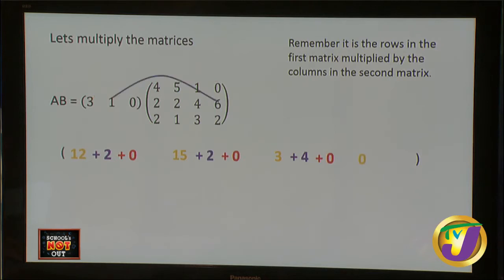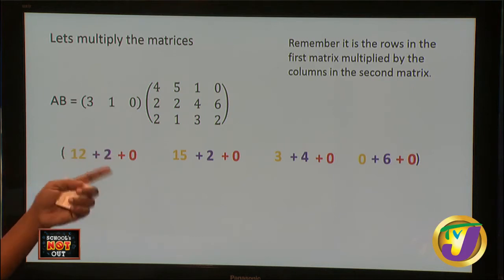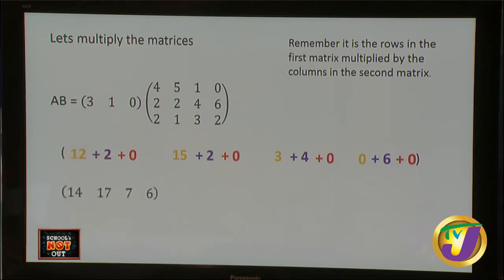1 will multiply 6, which gives us 6. And 0 multiplied by 2. That's correct. And that will give us 0. All right. And so we can now add up these values. And we have our resulting matrix, which has 14, 17, 7, and 6.